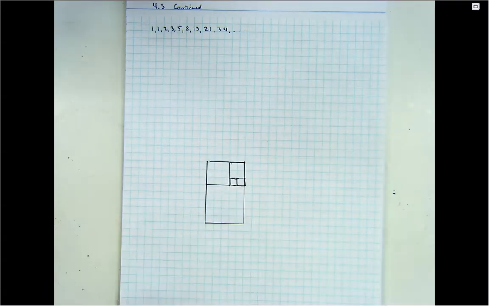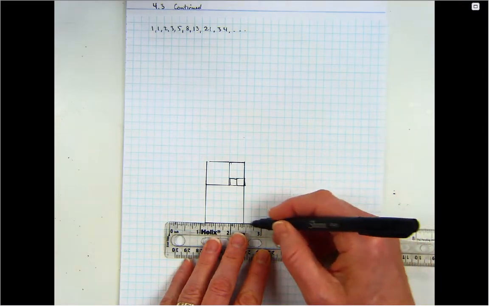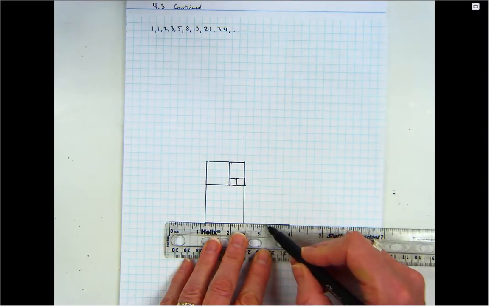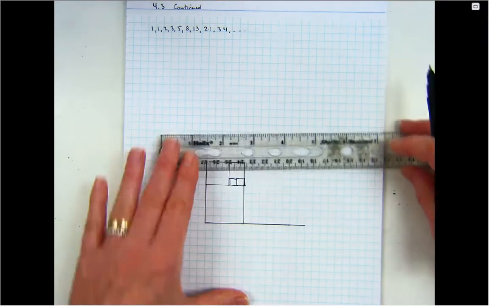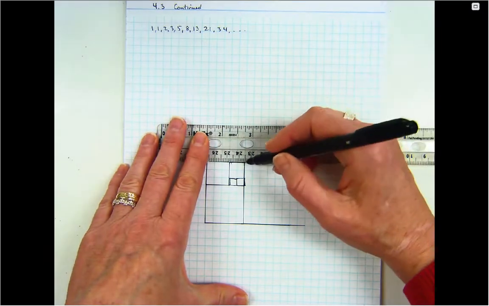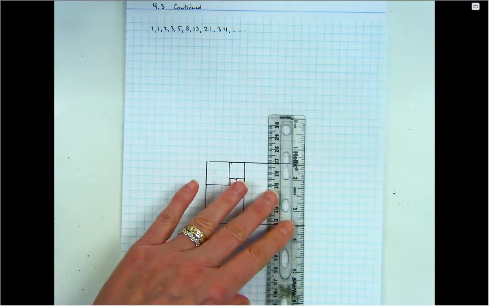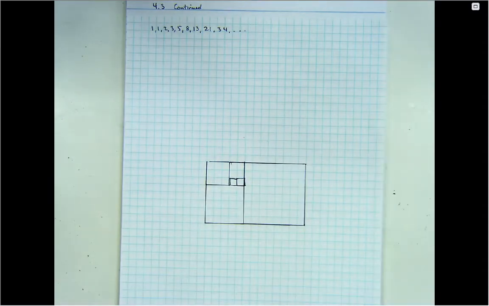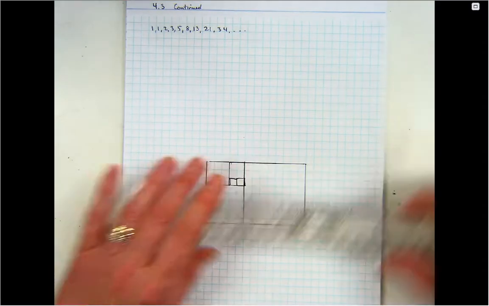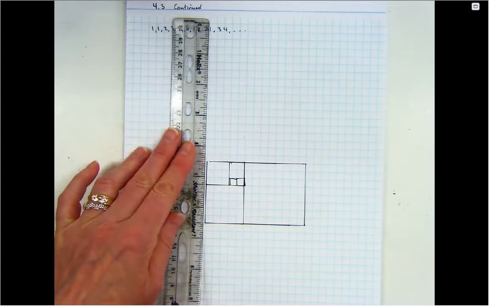And then we're up to 8. 5 plus 3 is 8. And look, we have a rectangle 8 units tall, so we're going to put a square on that. 8 by 8. And then we have 8 plus 5 is 13, and now I can continue to go in a counterclockwise direction and spiral out and make a 13 by 13.